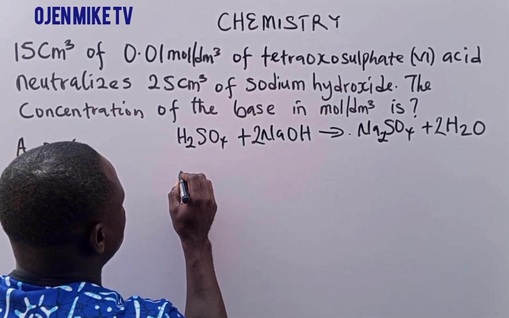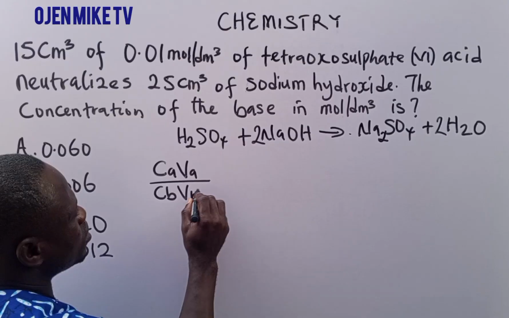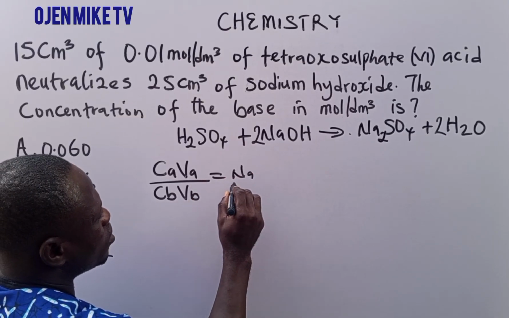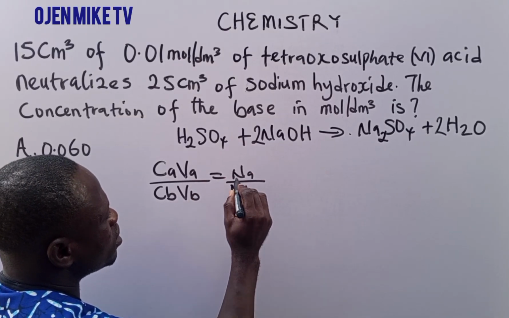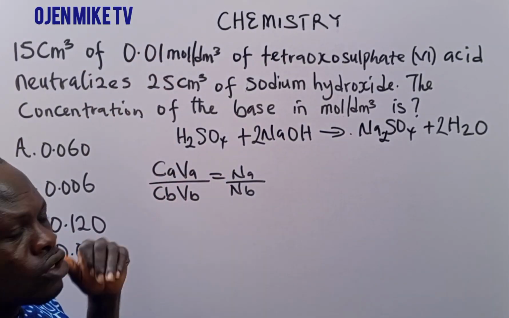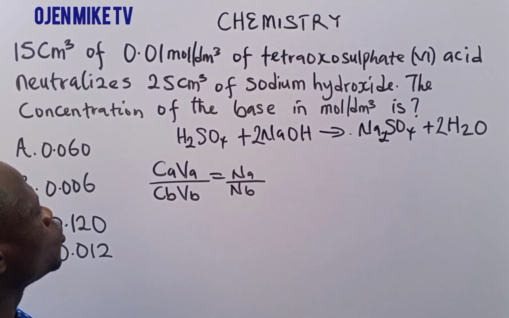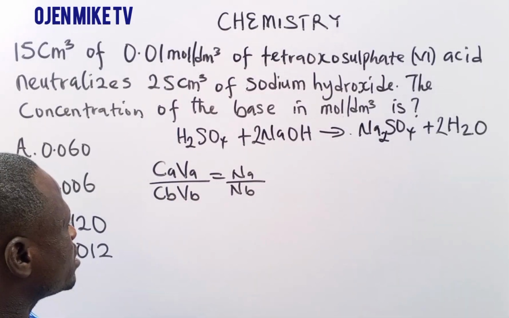Our formula is CaVa over CbVb equals Na over Nb. That is the formula we are going to use. Each time you see this kind of question, use this formula. It's the simplest formula. Now the next thing you are going to do is identify your parameters.